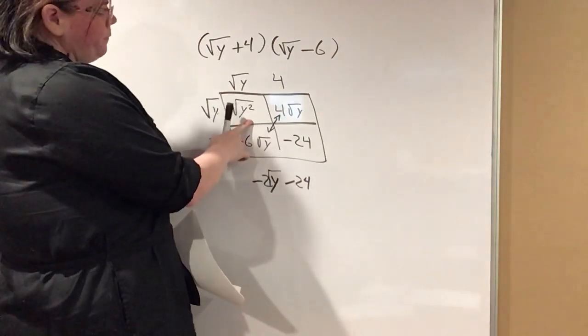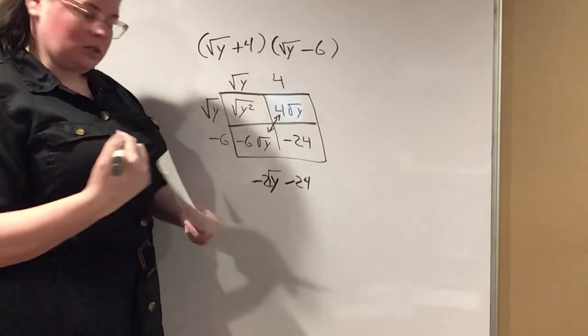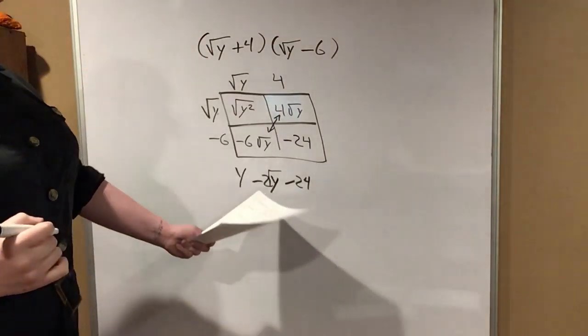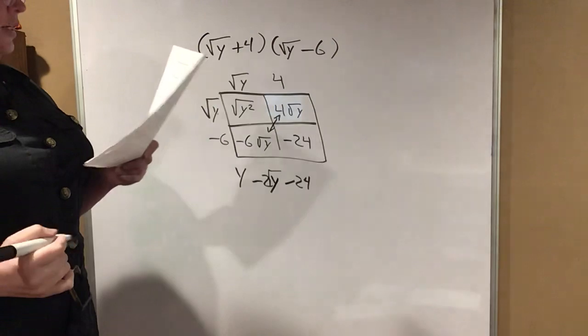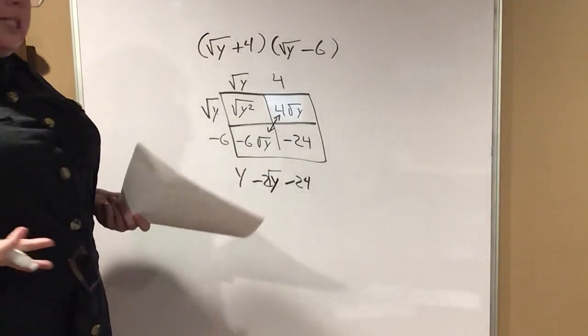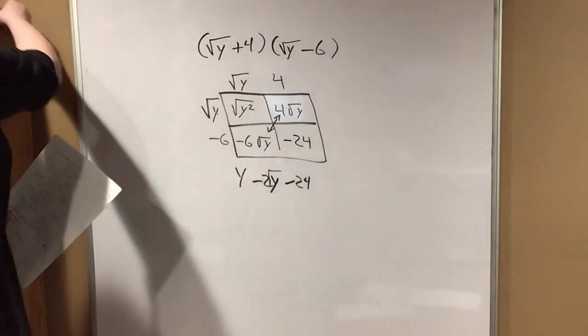But look here, we're given y squared, which means we just cut that in half and pull it out. So it's y minus 2 square roots of y minus 24. That made us keep track of everything a lot easier. I like the boxes because then I'm like, oh, I'm not losing my marbles.